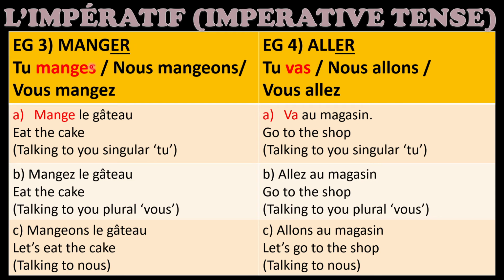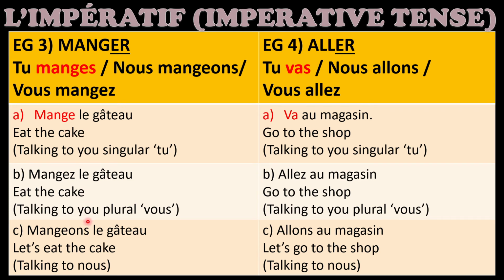Okay, you have to delete the last S in the tu form. So in the present, it is M-A-N-G-E-S. In the imperative, it is M-A-N-G-E. This last S will never appear in the imperative for the tu form. So mange le gâteau becomes eat the cake.